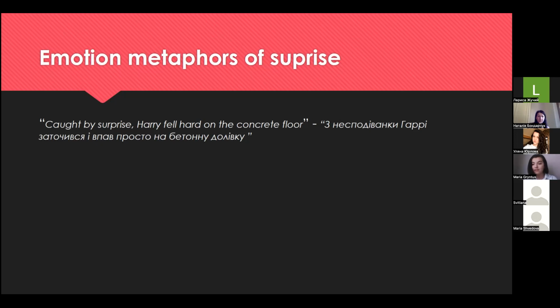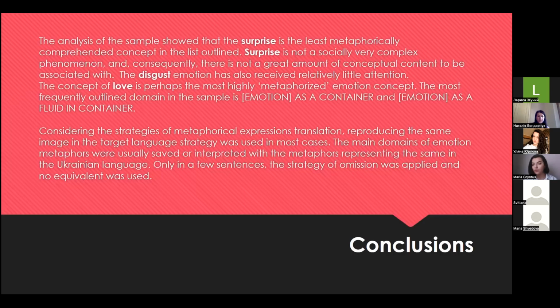The analysis of the sample showed that surprise is the least metaphorically comprehended concept in the list outlined, and it's not a very complex social phenomenon, so there is not a great amount of conceptual content to be associated with. The disgust emotion has also received relatively little attention.